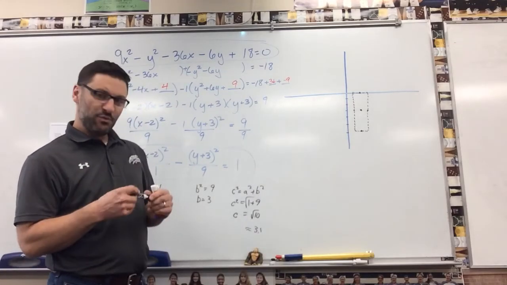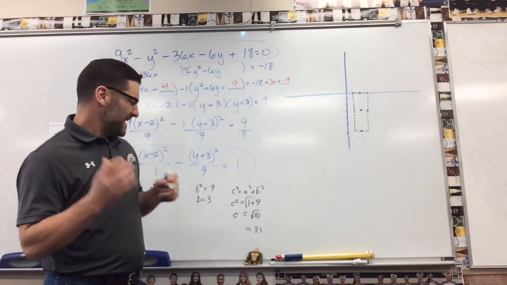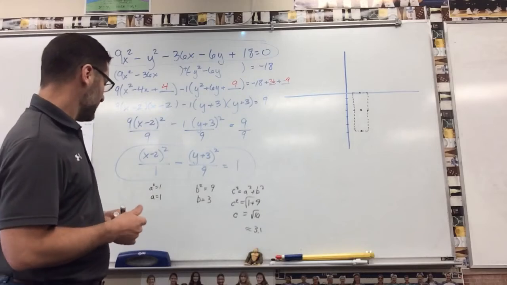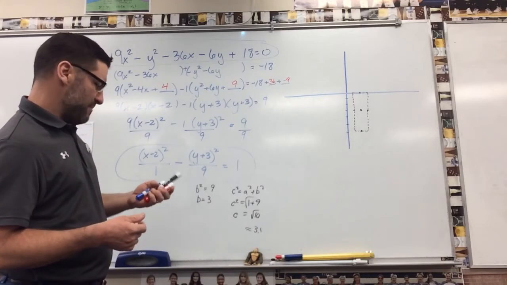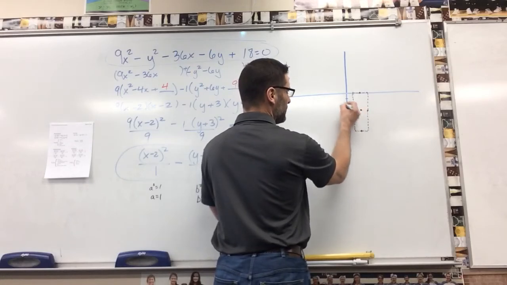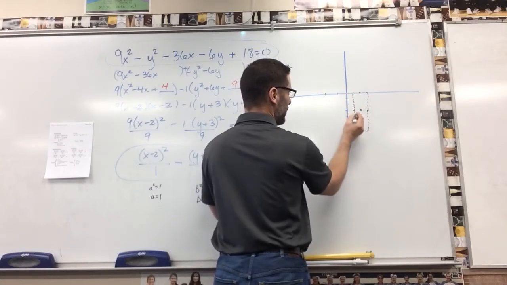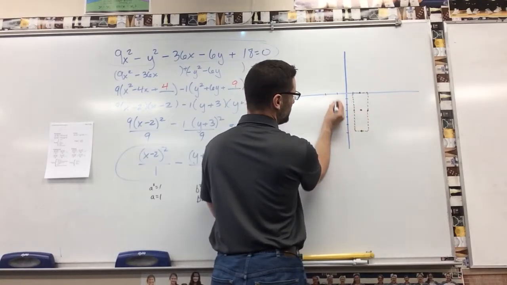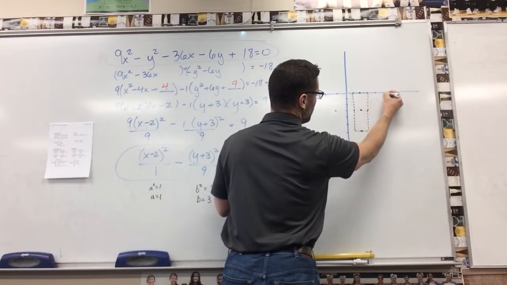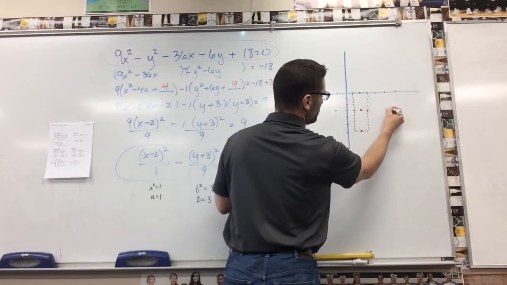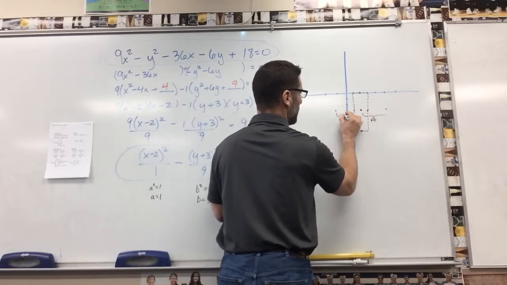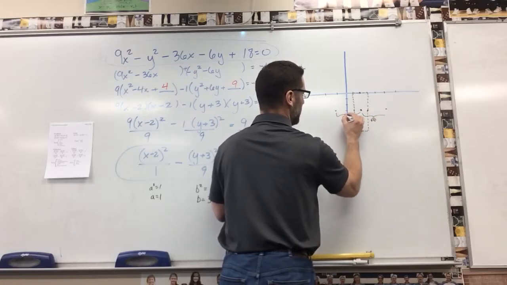And what that does is it puts your foci inside of the hyperbola, 3.1 units from the center. From here, I'm going to go 3.1: 1, 2, 3.1, just a little bit over there. And then this way, 1, 2, 3.1, puts it about right there. But really that distance is radical 10.